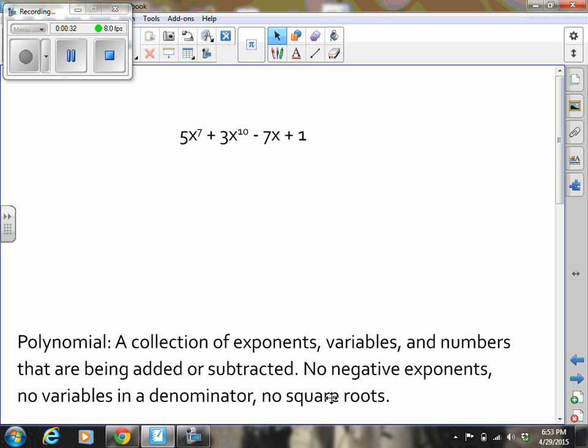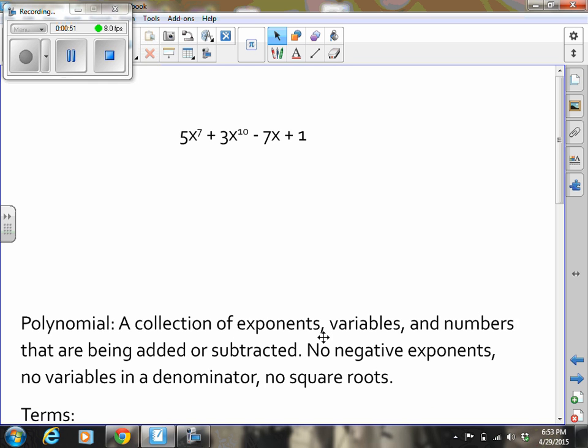Nothing can be considered a polynomial if there are negative exponents on variables. You cannot have variables in the denominator, which result from those negative exponents, and you cannot have square roots on the variable. This is what makes an expression not be considered a polynomial.